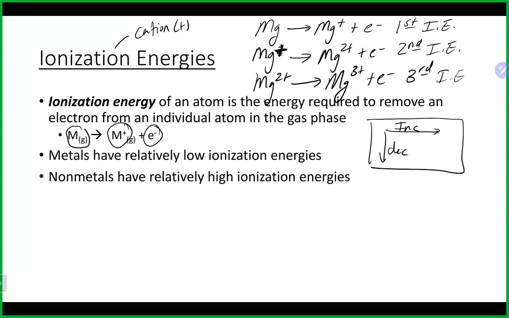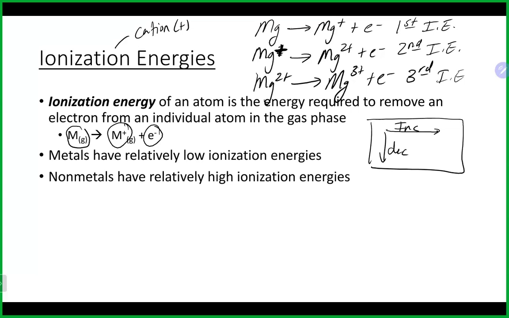That also means that the positive ion, the cation, in terms of its size, is smaller than the neutral atom, right? Because it's losing electrons, it is getting smaller as it does that. Any questions on that there?